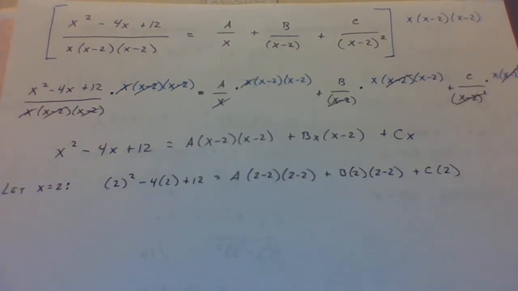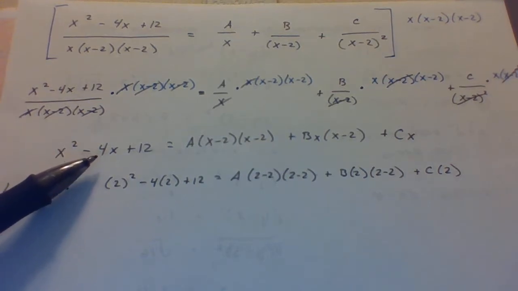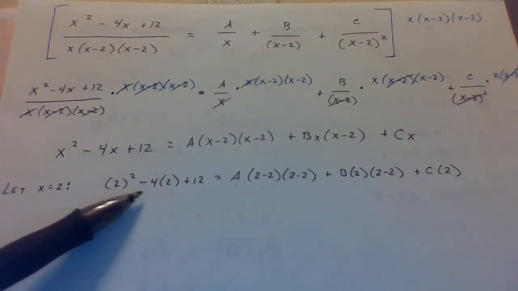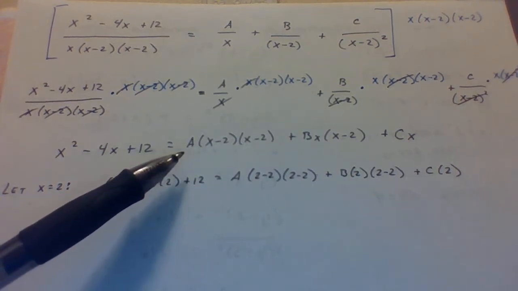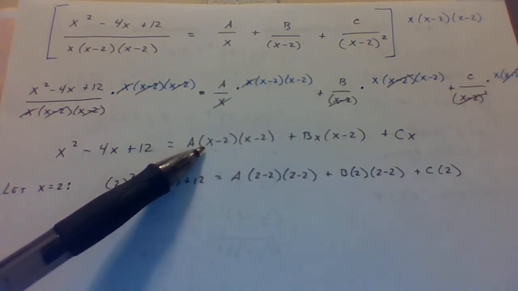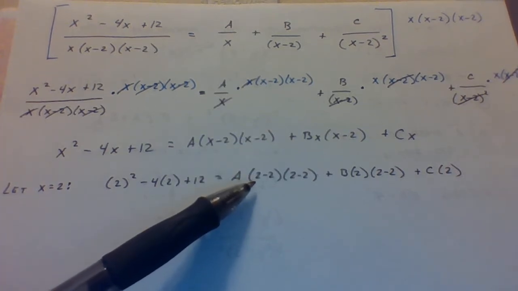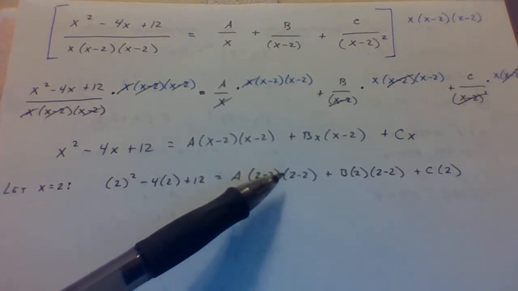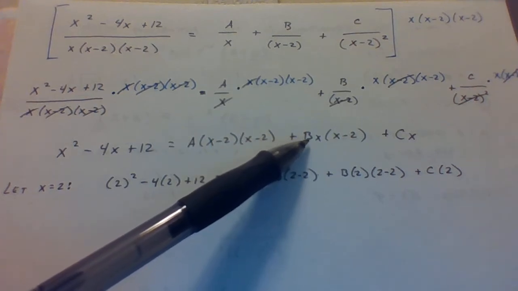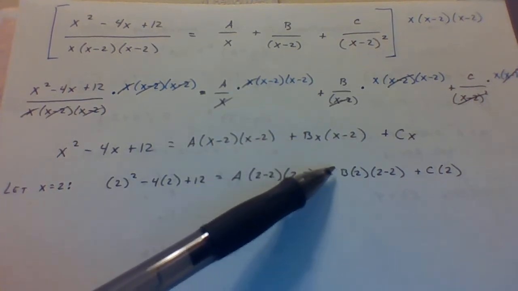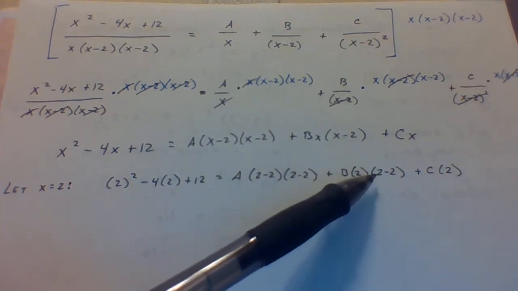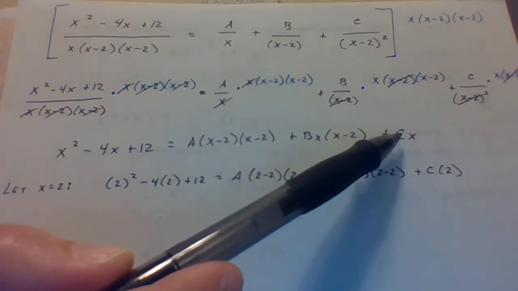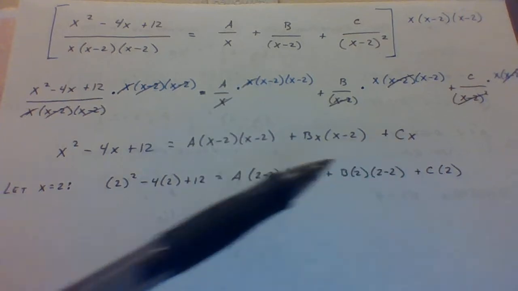Now when I let x equals 2, if I start here on this left-hand side and plug in, I'm going to get 2 squared minus 4 times 2 plus 12. That's the piece that you see right here. I'm going to keep my a value there, and I'm plugging in 2 for each of these x's. So I'm going to get 2 minus 2 and 2 minus 2. I'm going to plug in 2 for the rest of these x's here, so b times 2 times 2 minus 2. And my last slot here is going to be c times 2.